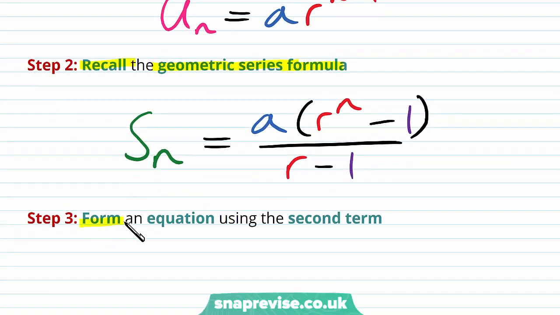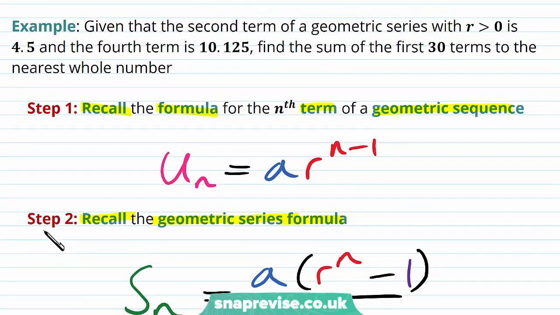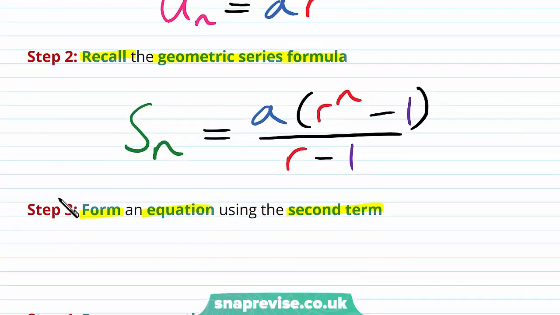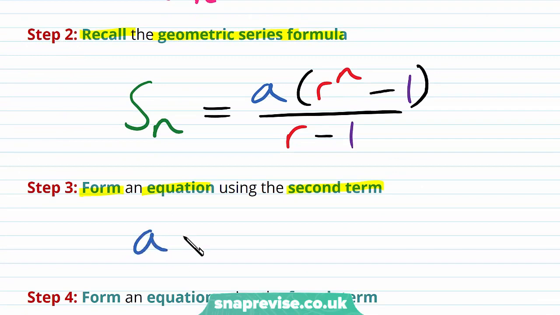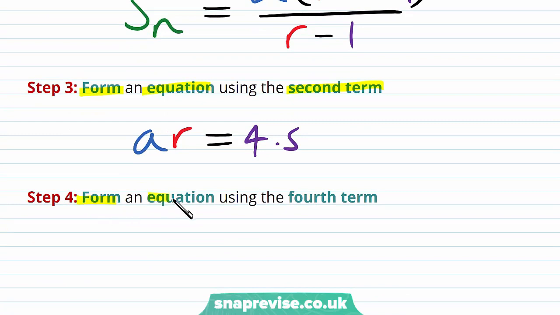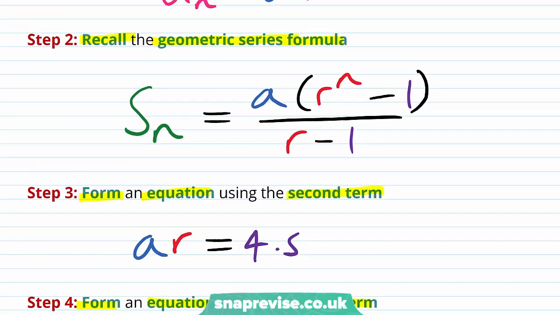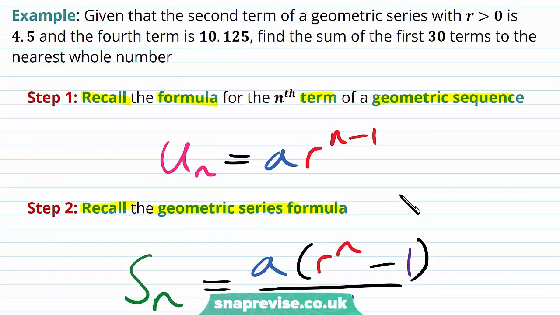Our third step is to form an equation using the second term. We've been told that the second term is 4.5, and therefore using our nth term formula, we have ar to the power of 2 minus 1, which is ar. We have that ar is equal to 4.5. Our fourth step is to form an equation using the fourth term. Again, we have ar cubed, because 3 is 4 minus 1, is equal to the value in the question, which is 10.125.